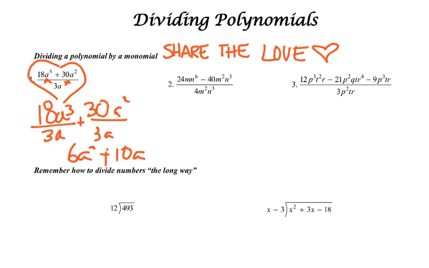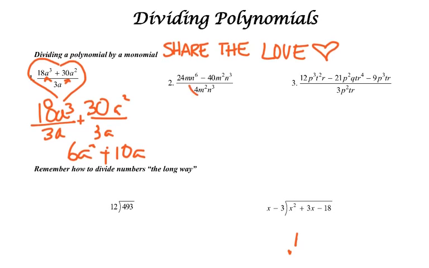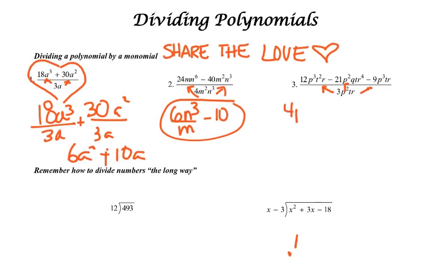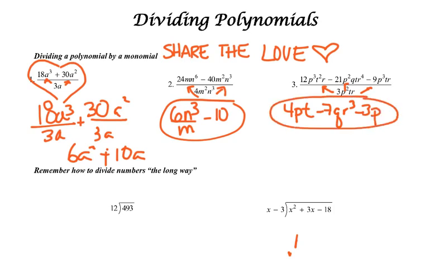The next one, and you don't even have to write out those mini fractions, right? You can just divide them in your head. So you could take this here and divide it into both of these. So this would be 6n cubed over m minus 10. And that's it. And then this is a longer share the love question here. So this would be 4pt minus 7qr cubed minus 3p. Okay, so those should be easy doing them in your head.